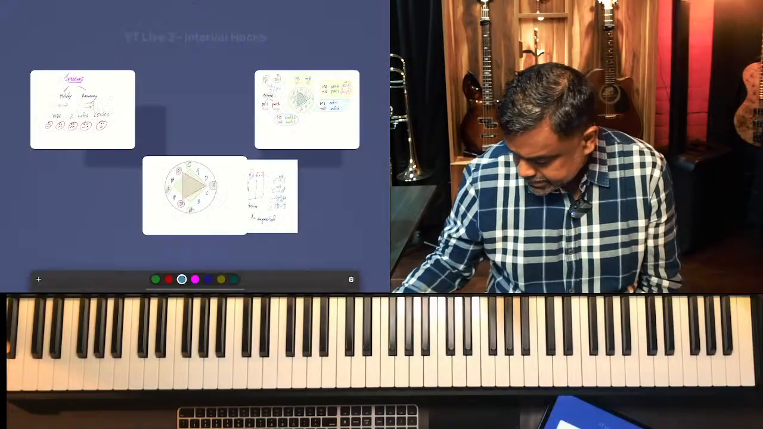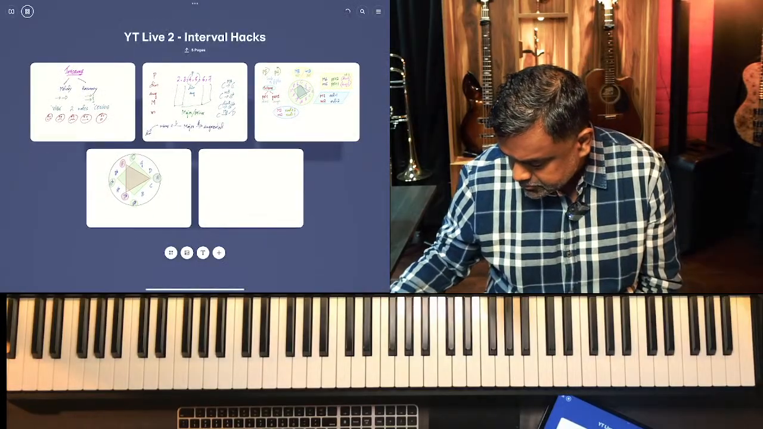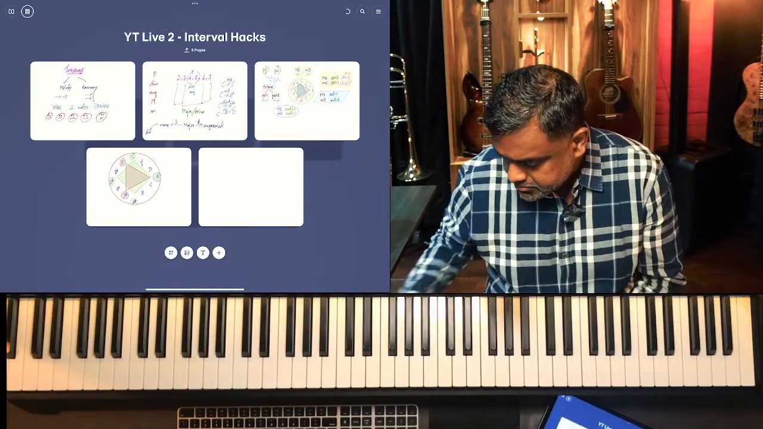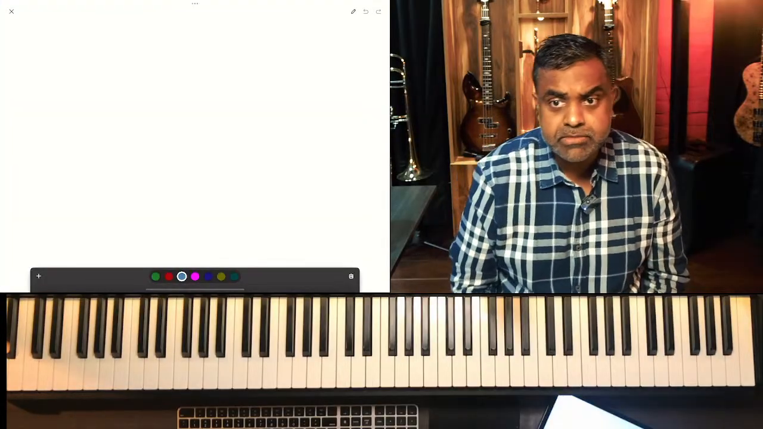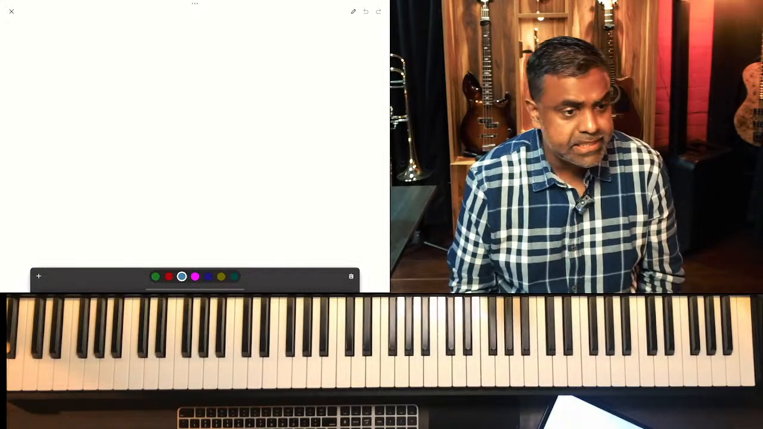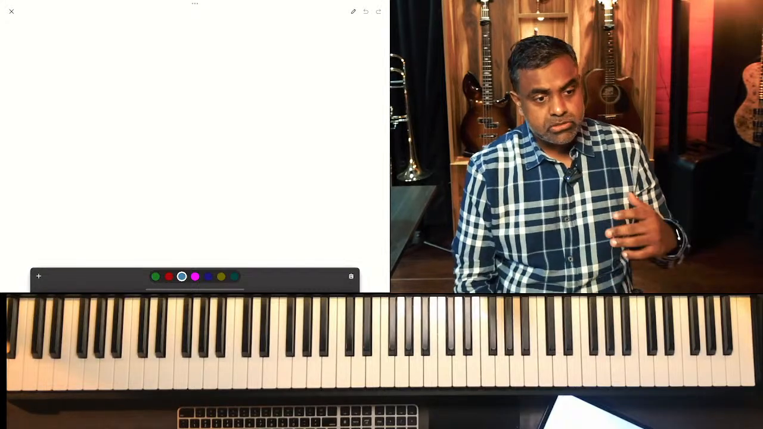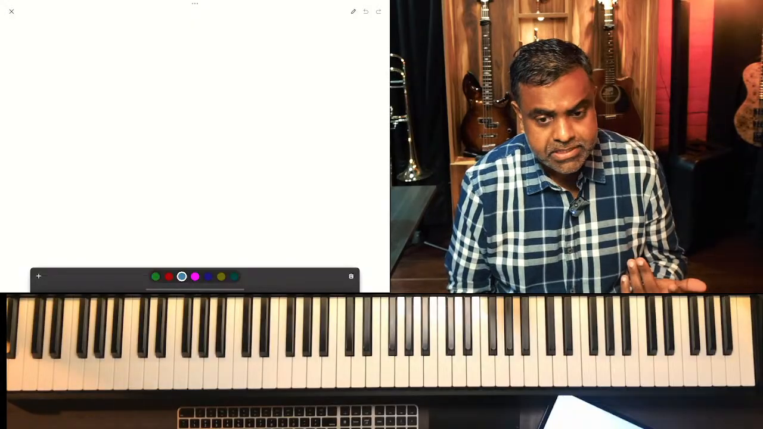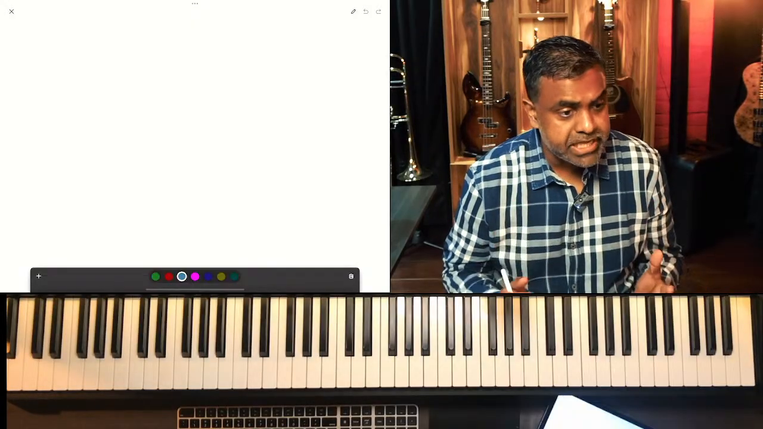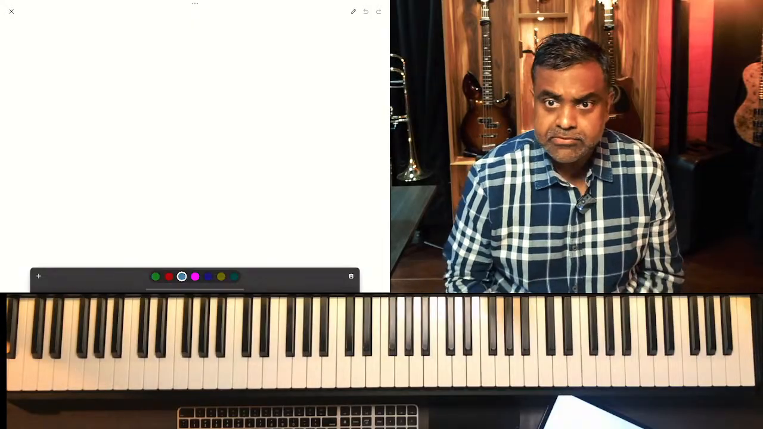Okay, so now in the next page of paper, I'm going to look at how we are going to remember these intervals, not on the keyboard, which we sometimes do, but in music in general. Okay, so the way to remember this would be you use the circle of fifths as a start, as your base. So let's draw the circle of fifths together.